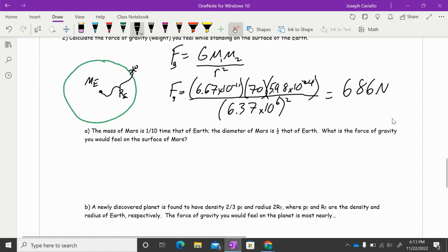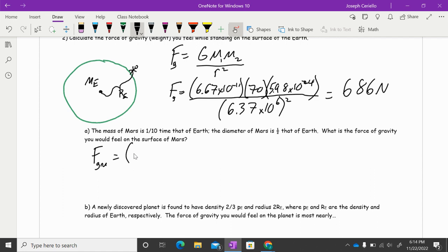So the mass of Mars is one tenth times that of Earth, and the diameter of Mars is 1/2 that of Earth. What is the force of gravity you would feel on the surface of Mars? Now, I could put in all new numbers here, but that's not what this activity is about. It's about using our factor of change method. So let's call this Fg m for Mars.